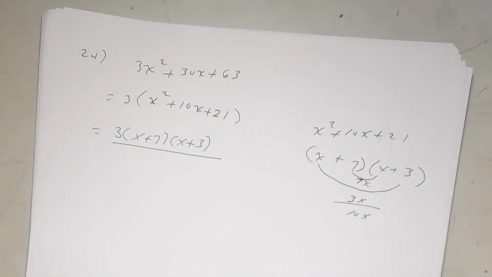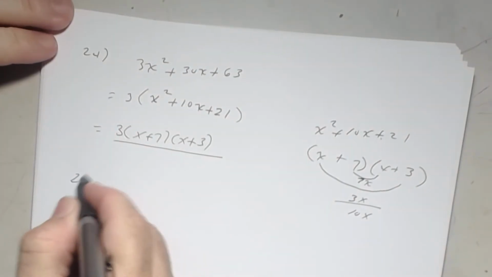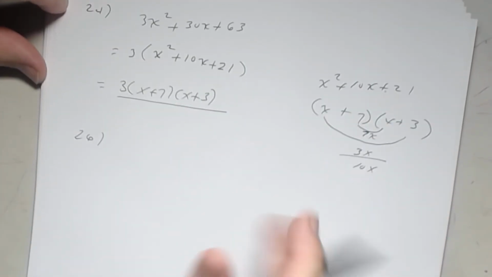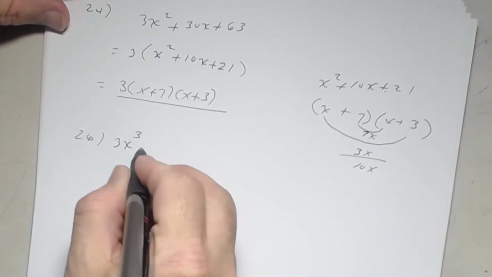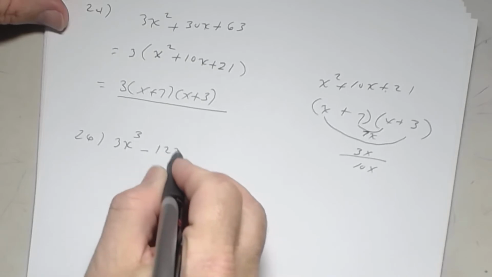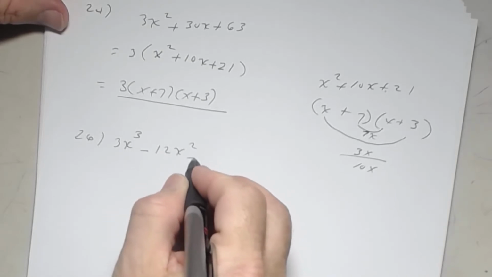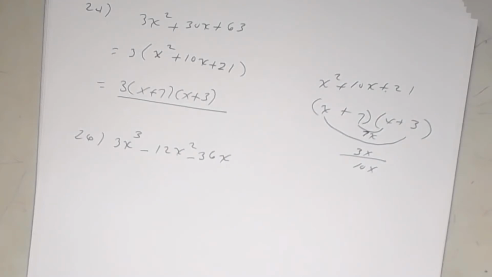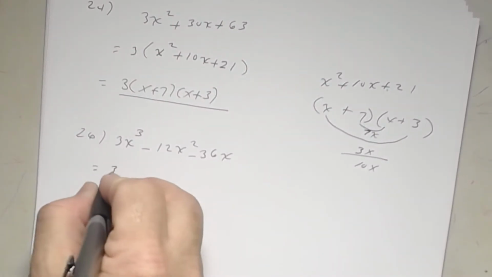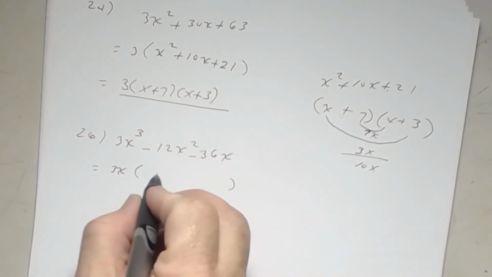So let's look at number 26. In 26 you have 3x cubed minus 12x squared minus 36x. The GCF is 3x. So you pull out 3x, and then what's going to be the trinomial?